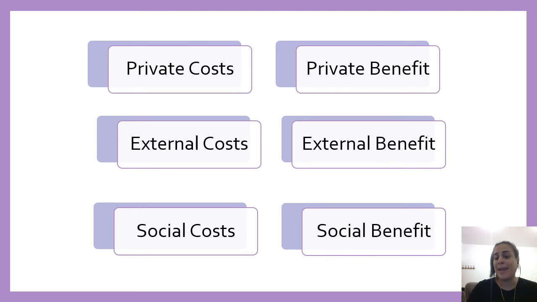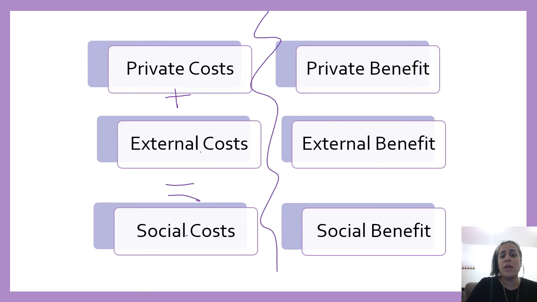So now, how can I calculate social costs? So social costs would be equal to private costs plus external costs. And on the other hand, in order to calculate social benefit, I need to add both the private and the external benefit.